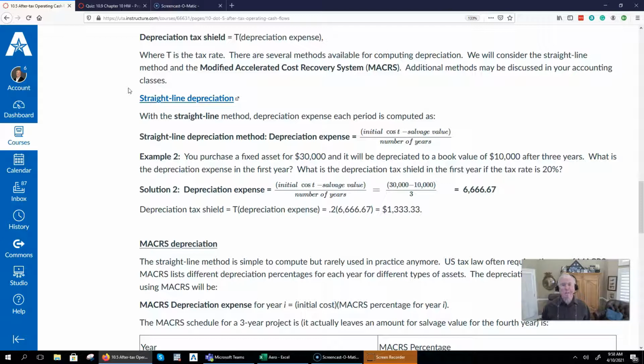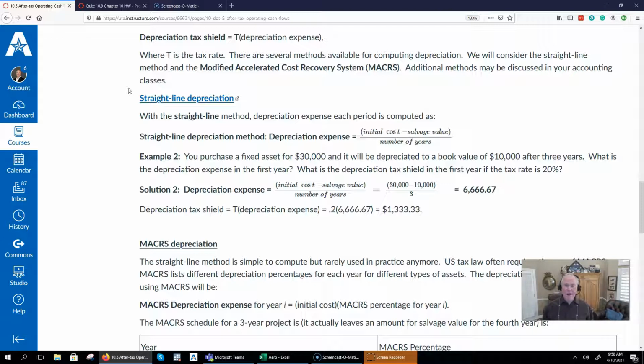Now, straight line depreciation isn't used very much in practice. We almost always in the real world use the MACRS because that's what's required by the Internal Revenue Service. However, the capital budgeting problems that we do in Chapter 10 can be a little bit complex and time consuming. So to simplify things a little bit, in some of those problems we use the straight line depreciation method.